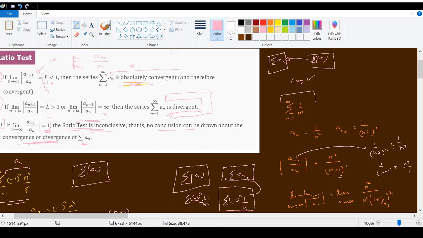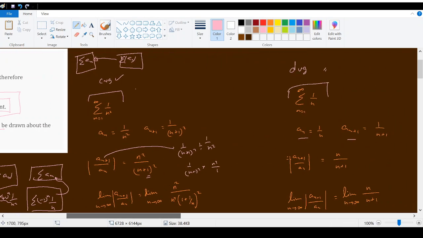Now take all those logical ideas into your mind properly. And if the limit is equal to 1, then we cannot determine anything from the ratio test. These two are very good examples to illustrate that idea. And in the next video we will do the root test.